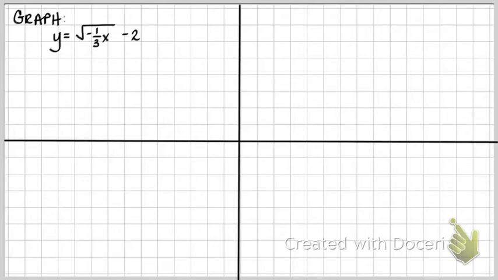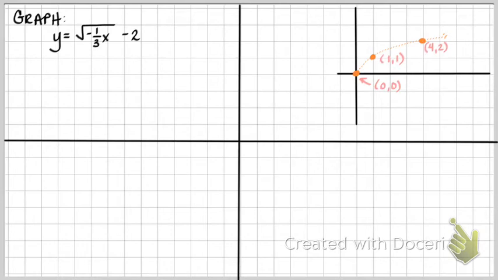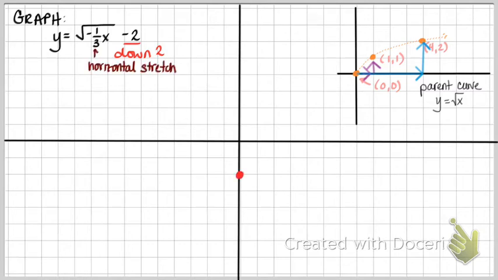Next up, we need to tackle horizontal dilations and reflection in the y-axis. So again, it all starts with understanding our parent curve. Once we've got this image of the parent curve set in our minds, we can move on to actually trying to graph these things. As far as translations go, I'm only moving down 2 units, which means that that point that used to be 0, 0 on the parent curve will now be at the point 0, -2.